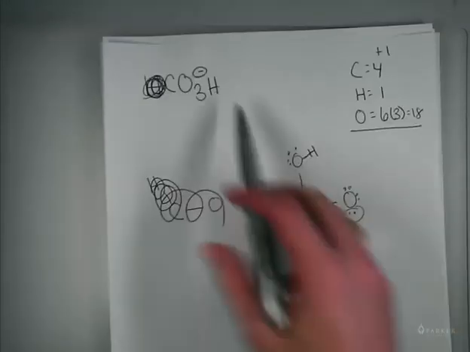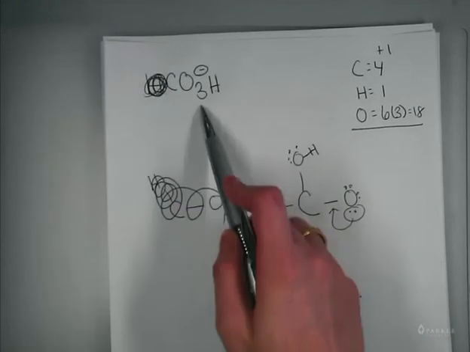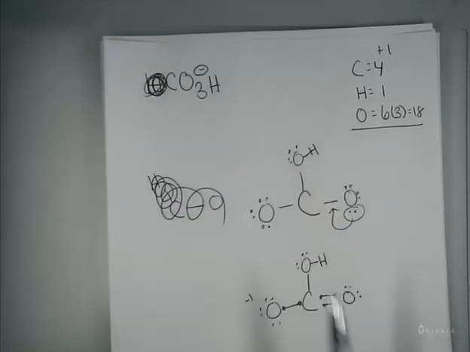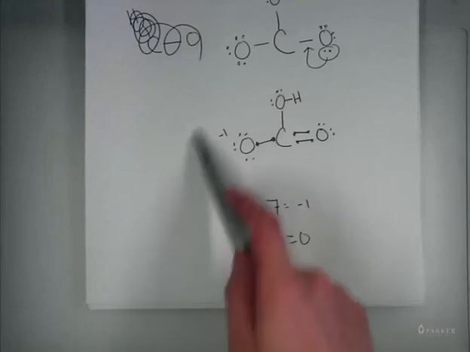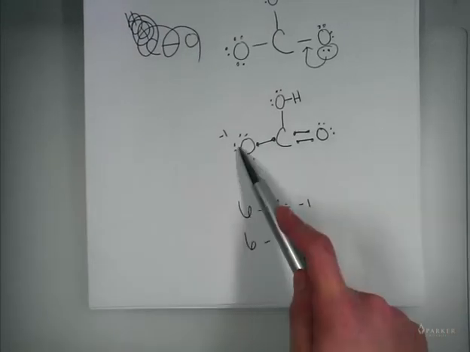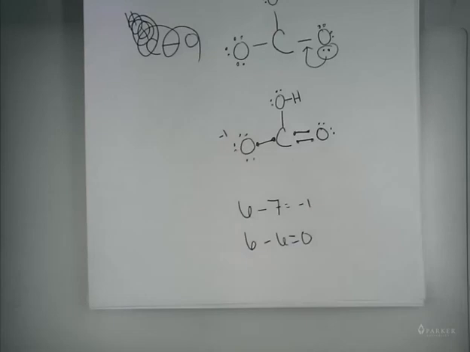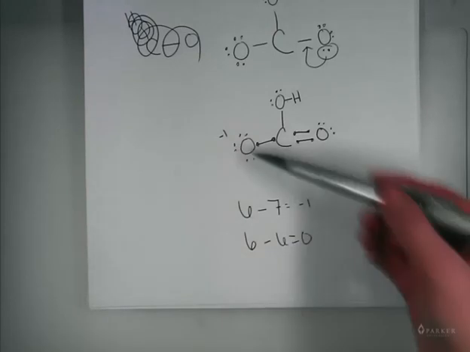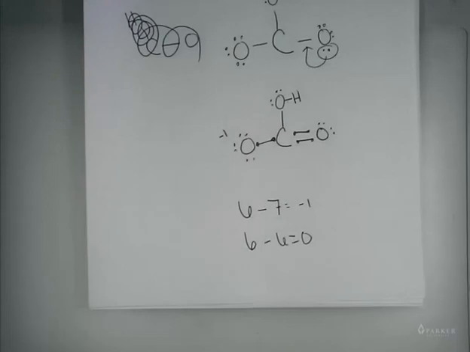If we look up here, what was the overall charge of this structure? -1. And so if you look down here, which atom is contributing to that -1 charge? That oxygen right there. Okay? So it tells you where that negative charge is coming from. It tells you specifically which atom.